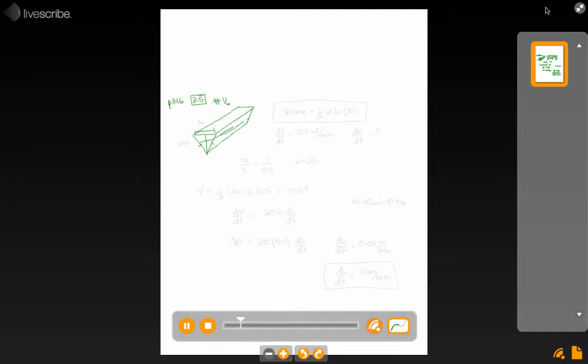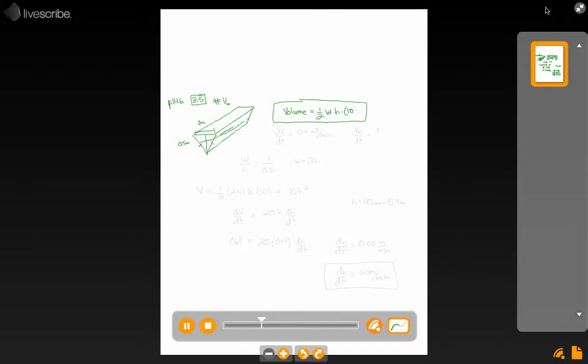They tell us that the base of this isosceles triangle, or the width of it, is 1 meter, and the height, or the depth of it, is 0.5 meters. Now the volume of a shape like this is going to be the area of the face times the length of the thing, so it's going to be 1/2 the width times the height times that 10 meter length of this trough.